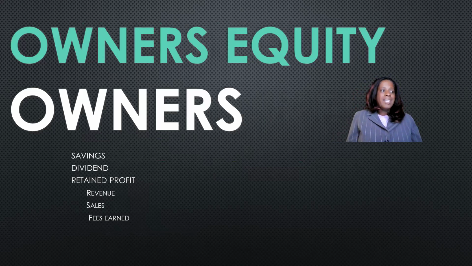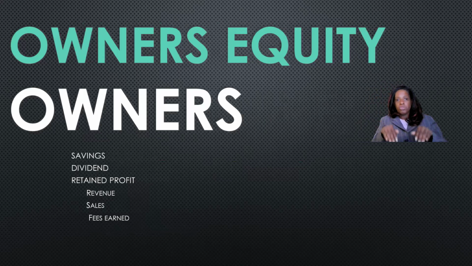Now, let's look at expenses. Expenses decrease owner's equity. Example, wages. They have to pay wages to their people. They have to pay the utilities. They have to pay the rent. They have to pay the supplies. They have to pay some miscellaneous things, and they decrease owner's equity.